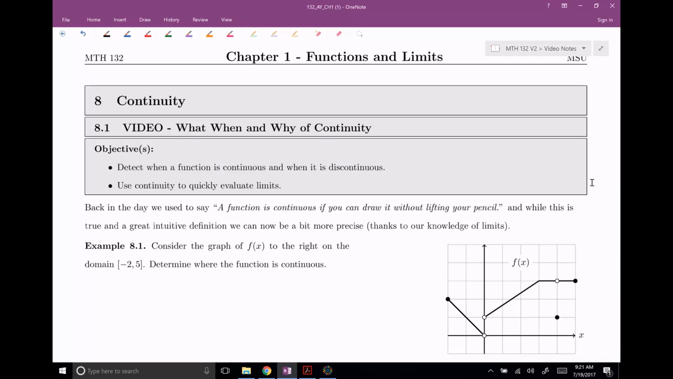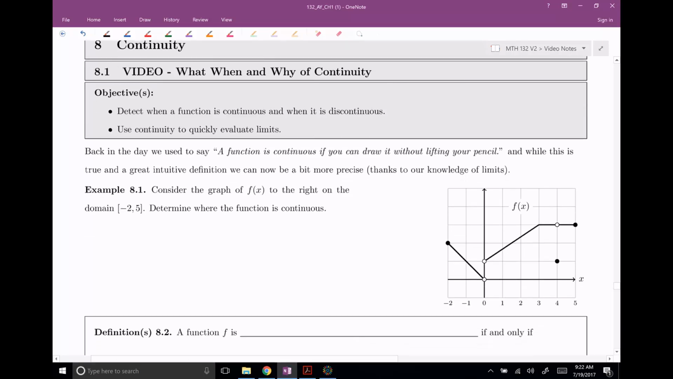So, for this first video, I want to talk a little bit about continuity, this idea that we've probably brought up before. We're going to be able to detect when a function is continuous and when it is not continuous, or another fancier term, discontinuous. And then we're going to use continuity, and it turns out these have something to do with limits, so we're going to be able to quickly evaluate some limits.